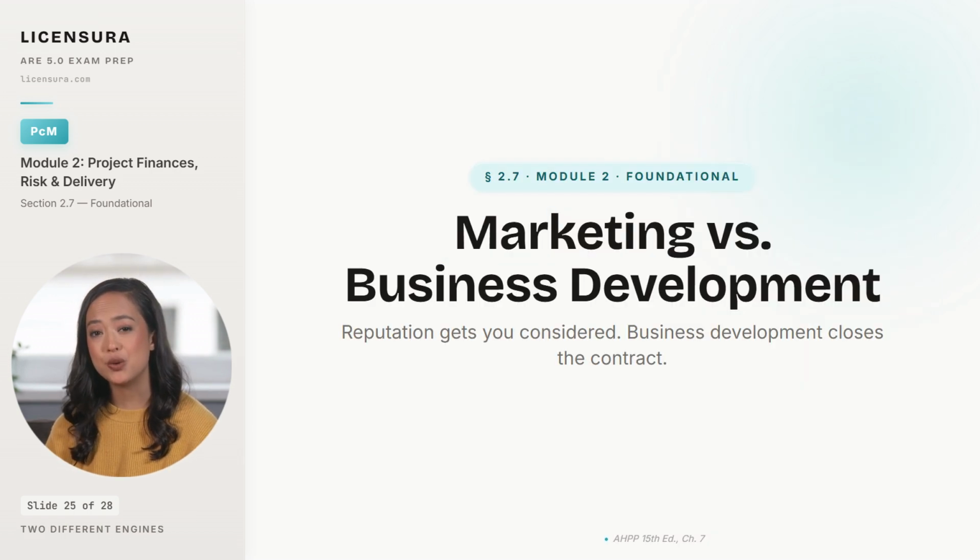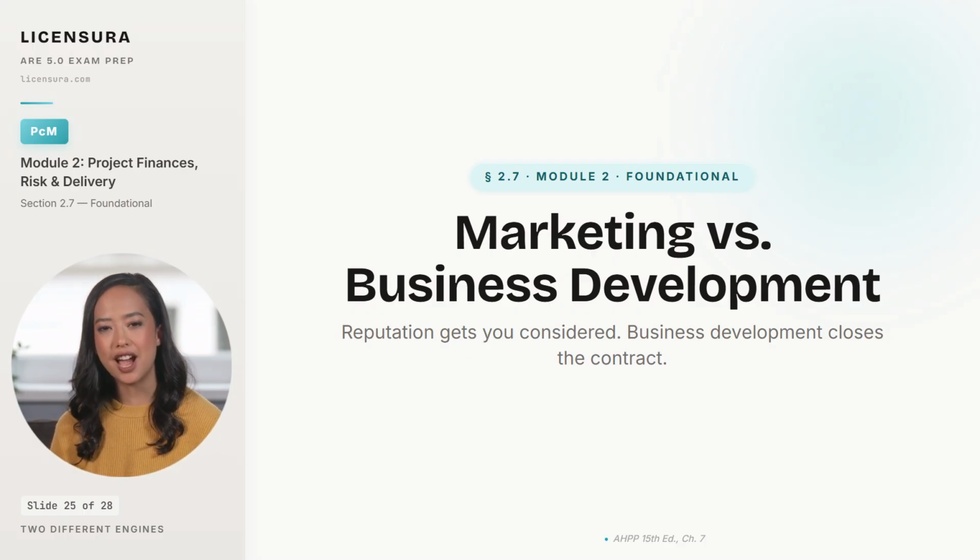Most architects use the words marketing and business development interchangeably, and that confusion costs firms real money. They are two different engines doing two different jobs. Marketing is the long game. Build a reputation in the market so that when a project comes up, your firm is on the list of names that gets considered. Business development is the close.